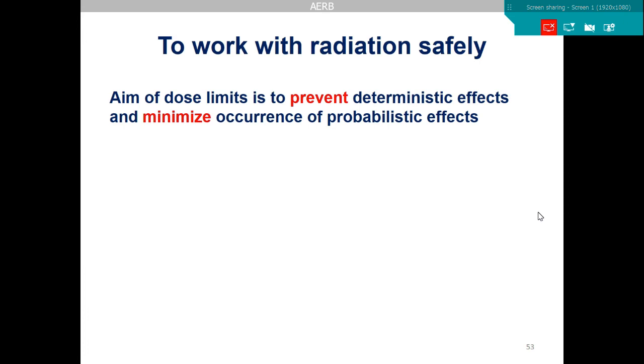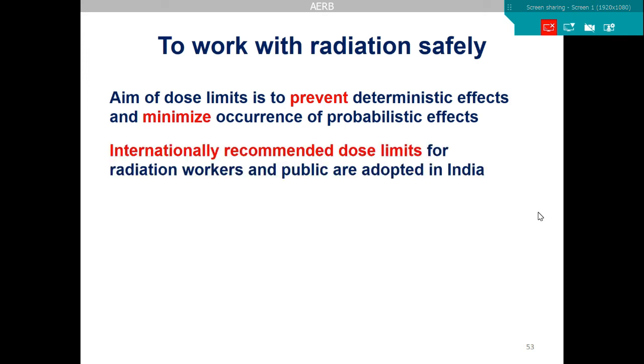The aim of dose limit is to prevent deterministic effects. We saw it was possible because fortunately we have threshold dose. Making sure the dose limit is well below the threshold dose, you can prevent deterministic effects and minimize the occurrence of probabilistic effects. I'm still not saying prevent. I'm saying we'll try to minimize by keeping the dose as low as possible so that we are very close to the origin. If you remember the graph, the dose is low, the probability is low. So this is what we plan to do. That is the intention of dose limits.